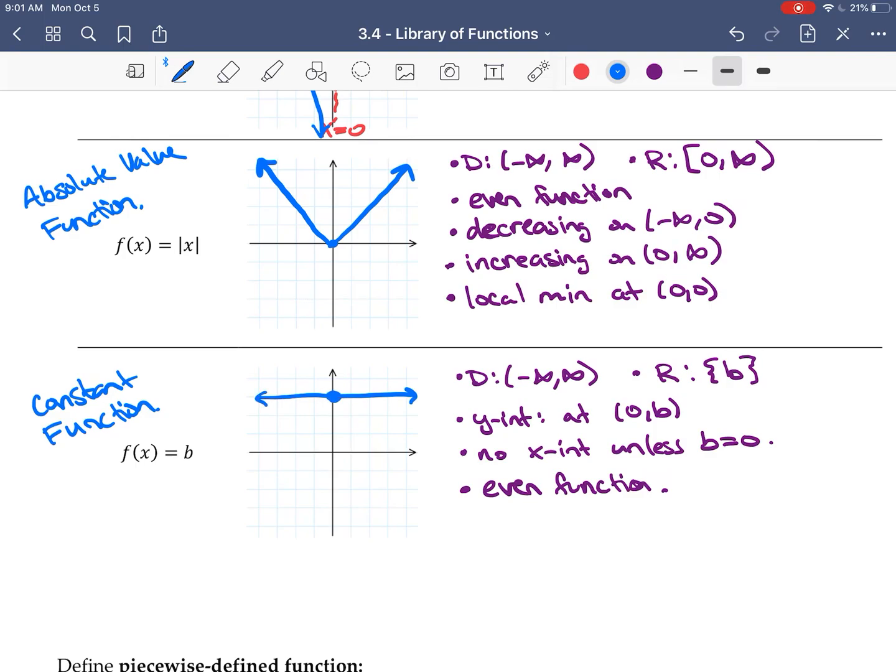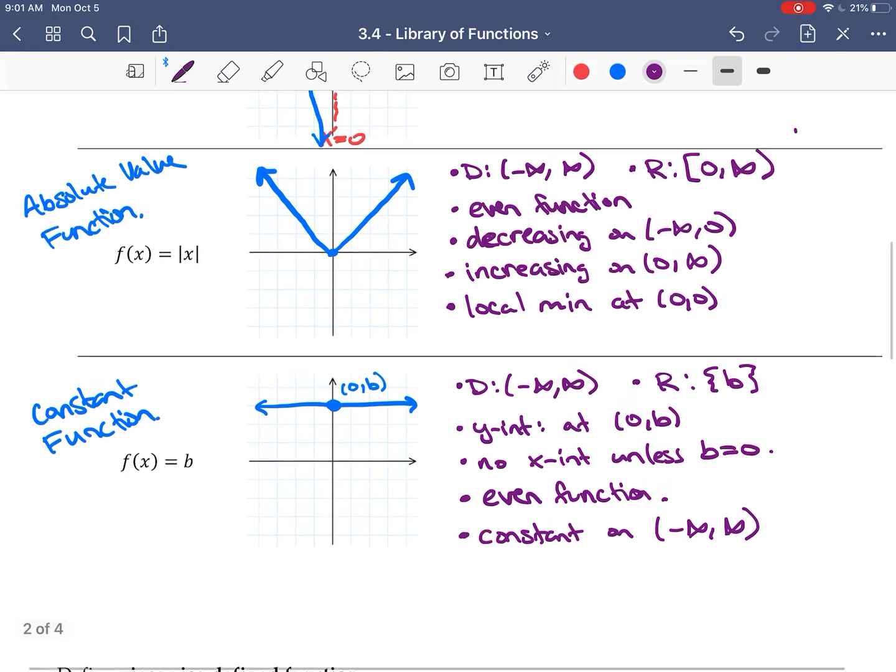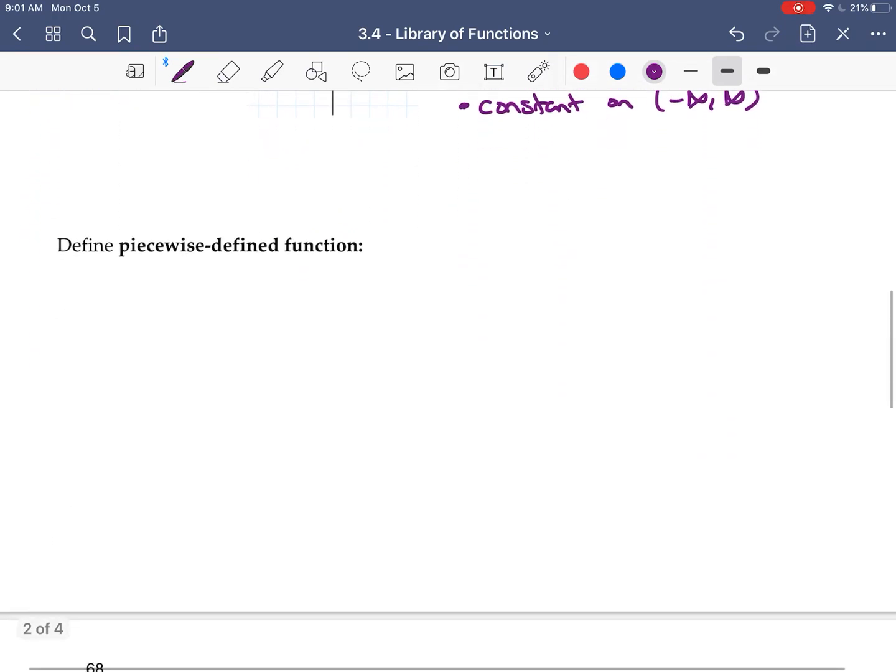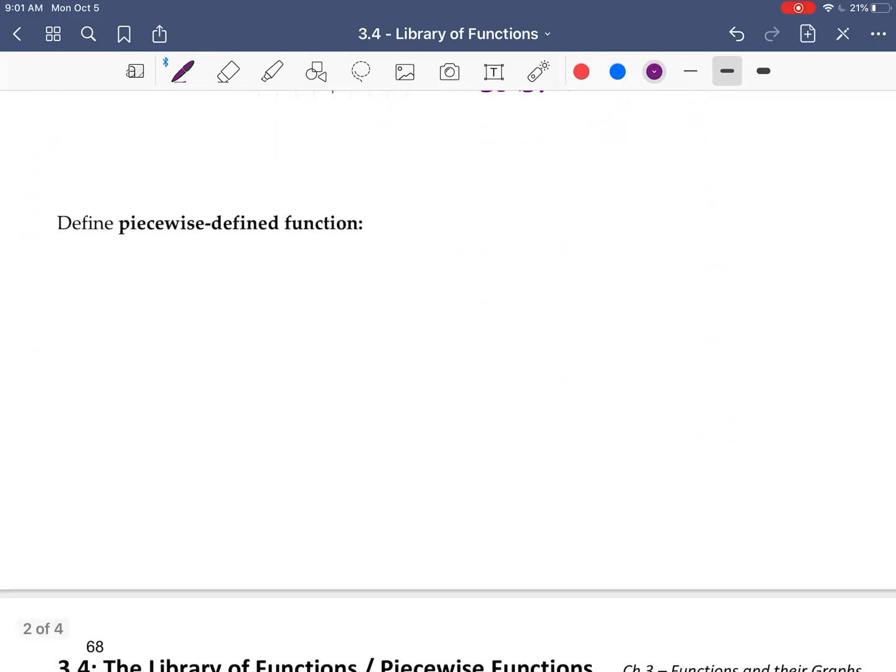Okay, so this point is at 0, b, whatever b is. And this one is not increasing or decreasing. It's what we call constant. So it's constant on the entire domain. So it's always equal to b. Okay, so those are a few ones that we want to be comfortable with. Now, a piecewise defined function uses a couple of functions usually, and puts them together into one.